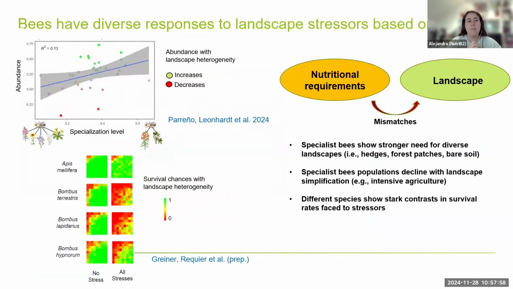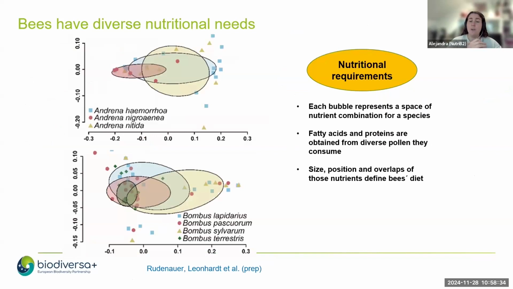We found that bees actually have diverse responses to landscape stressors based on their traits. So, for example, we looked at abundance and survival chances of different species at different levels of complexity in the landscape, and we found some species are actually more vulnerable than others to simplification of the landscape. And we could explain some of those different responses by things like the specialization level of the bees and also the size. We also confirmed what we proposed in the hypothesis, that bees have diverse nutritional needs.